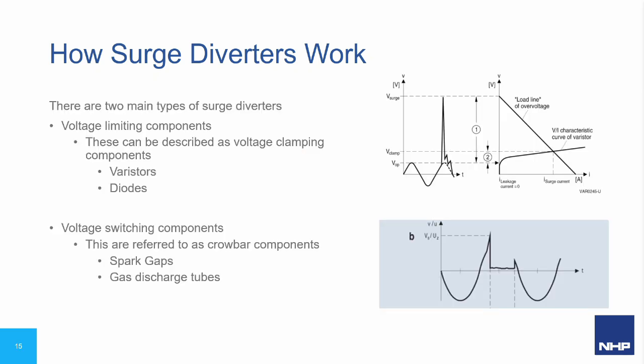There are two main types of surge diverter technologies. There are voltage limiting components and voltage switching components. Voltage limiting technologies such as varistors and diodes effectively clamp the voltage to a safe level while conducting the surge energy to ground. Voltage switching components, also known as crowbar devices, switch to a low voltage state when the detected transient voltage exceeds a particular threshold. This low voltage state reduces the voltage seen by the equipment.